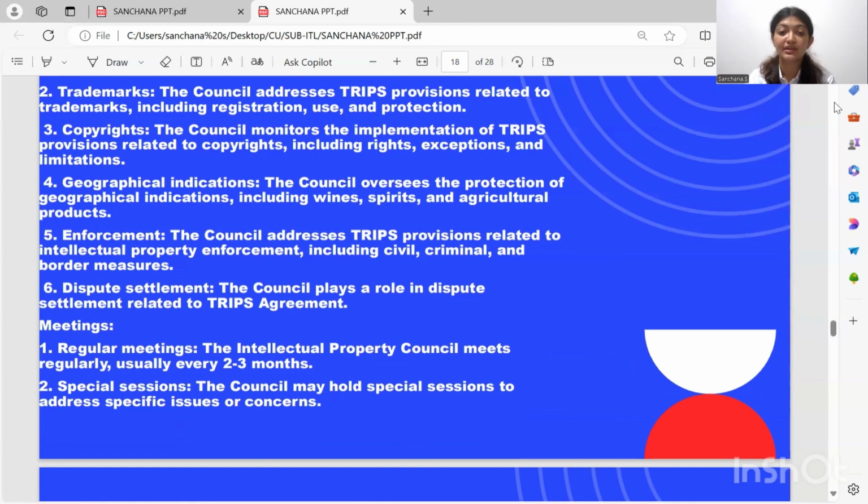Geographical indications, which include wine, spirits, and agricultural products. Enforcement: the council addresses TRIPS provisions related to intellectual property enforcement, including civil, criminal, and border matters.